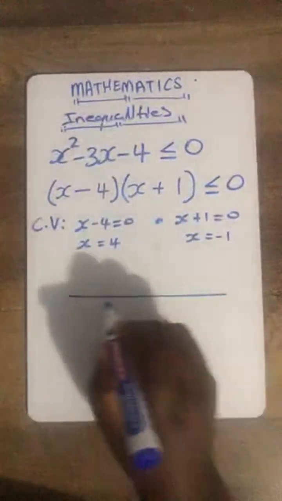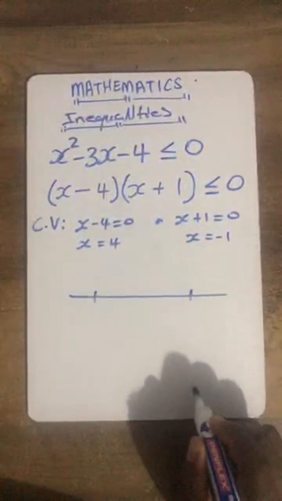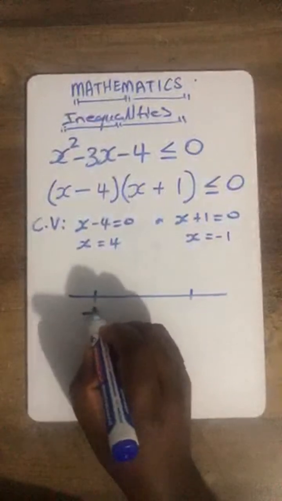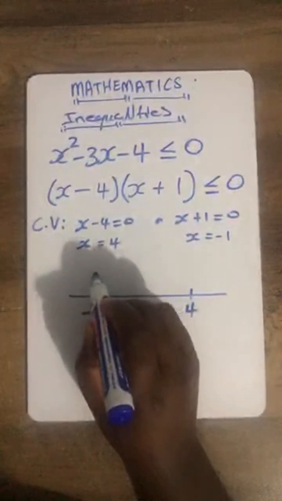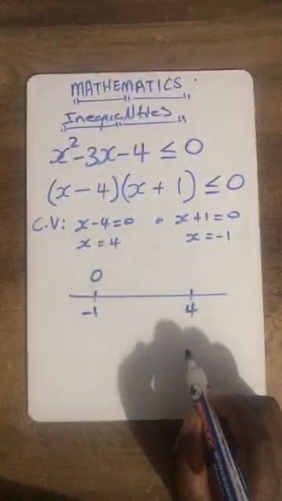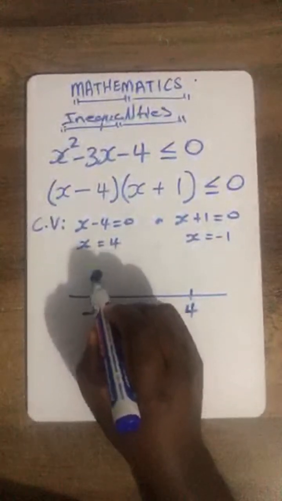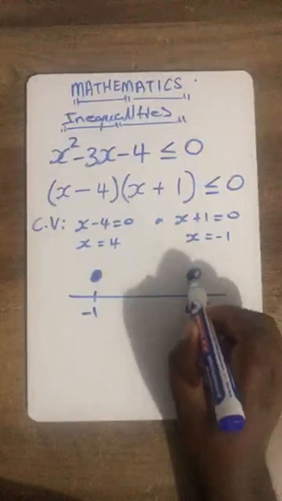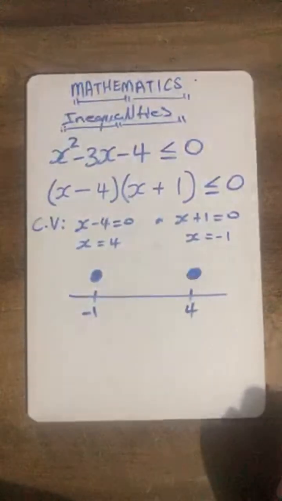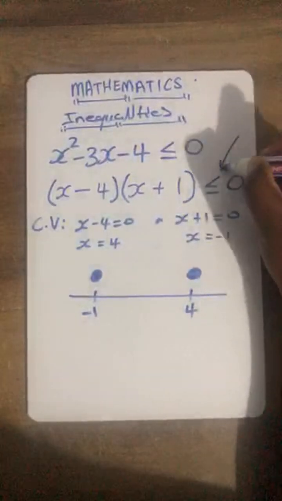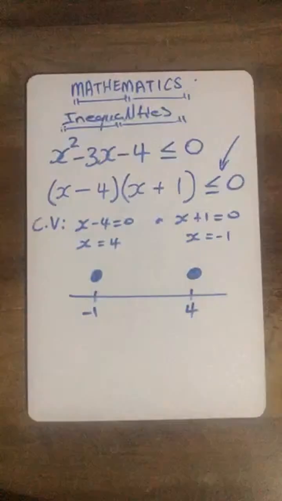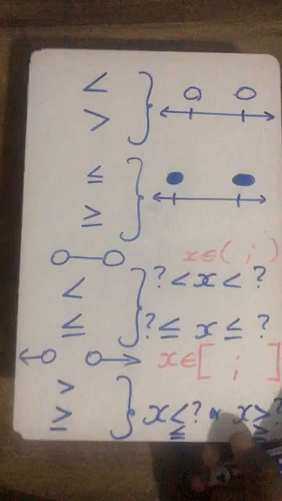Now represent that on your number line, where you have your negative 1 and your 4 there. So is it the circles which are shaded? Yes, it's a circle which is shaded. You look at that inequality sign. Is it less than or greater than? Then you come back to this.